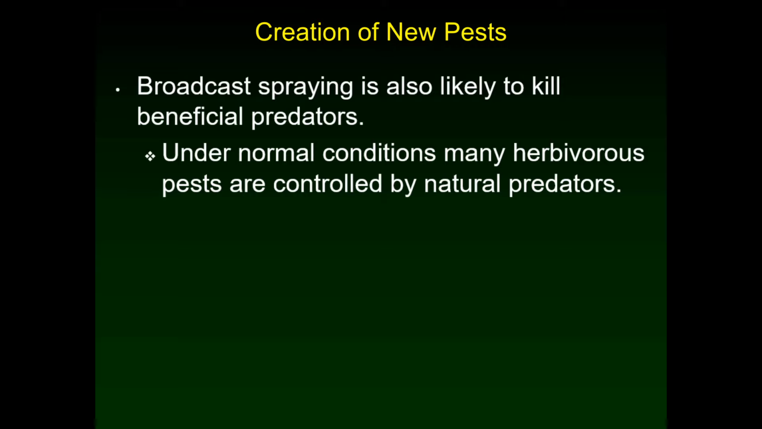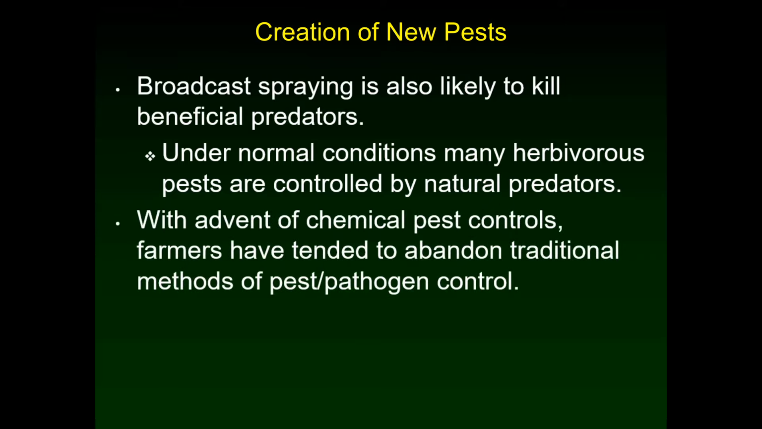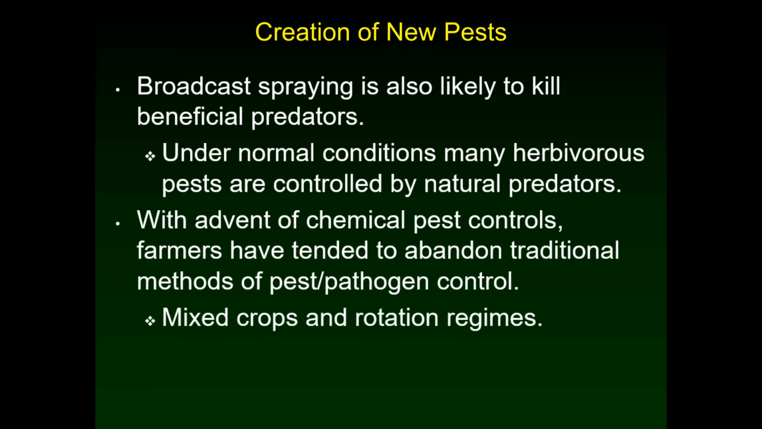Remember the lynx-hare analogy, where as the number of hares increases, its predator, the lynx, will increase with that. So there is a method of control that is built into it. With the advent of chemical pest controls, farmers tend to abandon traditional methods of pest and pathogen control. We can see this quite a bit in the US. It tends to be a little bit less common in Europe because there are tighter controls on chemical pesticides. And so we tend to see a lot more of a dynamic approach in Europe, especially in the UK, compared to within the United States.